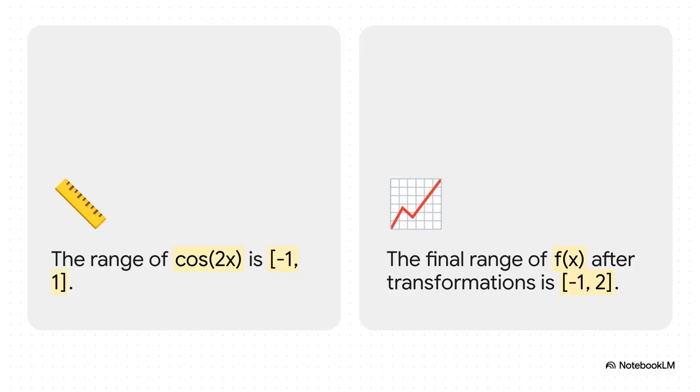Simple. Now we decode the transformations. First, it's stretched vertically by a factor of 3/2. So that -1, 1 range becomes -1.5, 1.5. Then, the whole graph gets shifted up by 1/2. So we add 0.5 to both ends and we get our final range, -1 to 2. See? We're just decoding the steps.